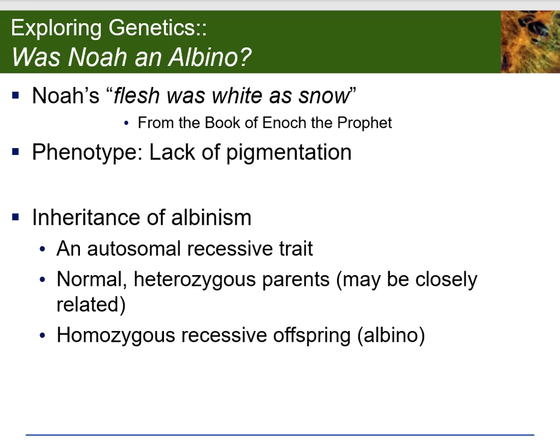Now, exploring genetics, was Noah an albino? Noah's flesh, according to the book of Enoch the prophet, was white as snow. So the phenotype is a lack of pigmentation. The inheritance of albinism is an autosomal recessive trait. Normal heterozygous parents may be closely related, and homozygous recessive offspring could be albino. There's more information on this in the insert in Chapter 4 in the textbook, so you can read a little bit more about Noah and potentially being albino.